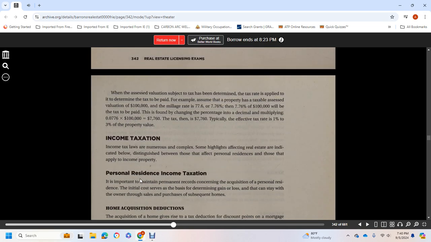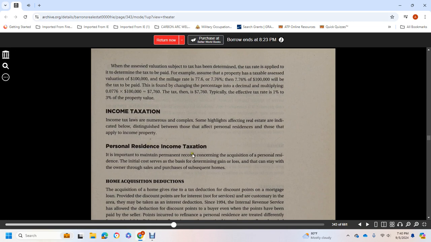Income tax. Income tax is numerous and complex. Some of the highlights affecting real estate are indicated below. They distinguish between the effects on a personal residence and those that apply to income property. Personal residence income taxation.